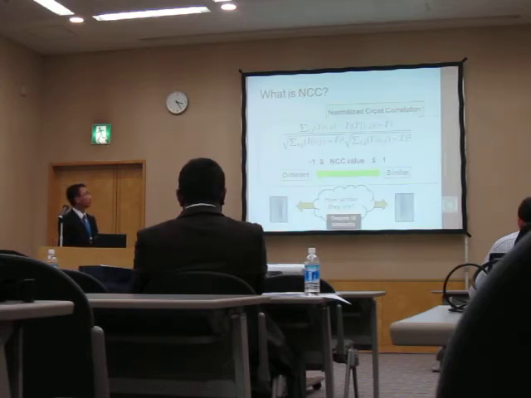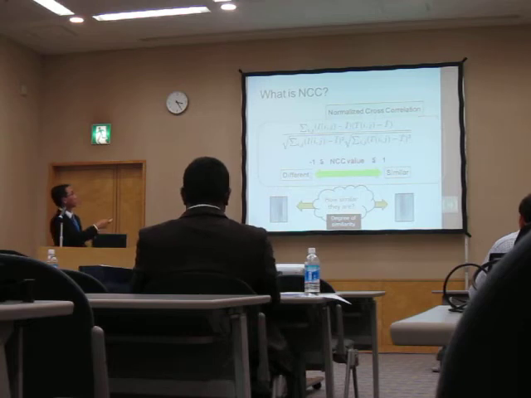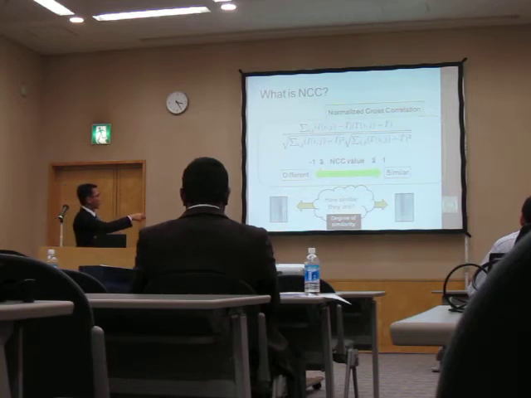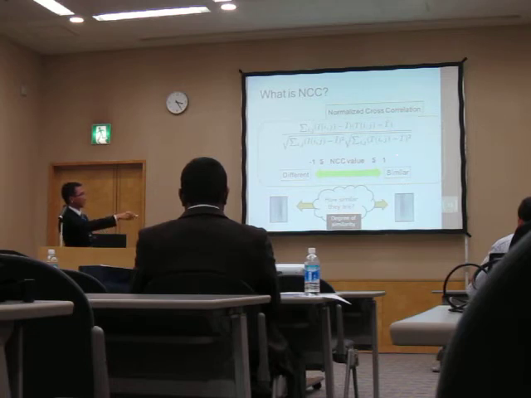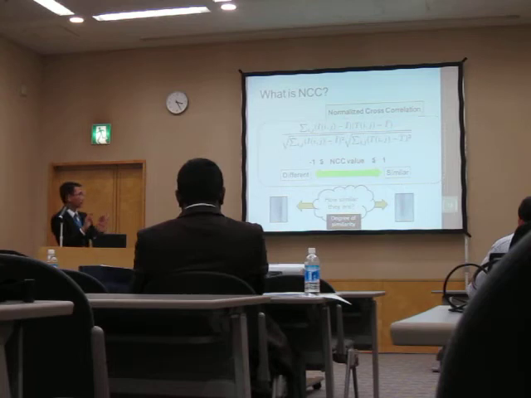Some of you might already know NCC better. Here is the formula of NCC, and the basic thing is: if the NCC value is near -1, it means that both images are probably different. But if the NCC value is near +1, it means that both images look alike, or might be similar.